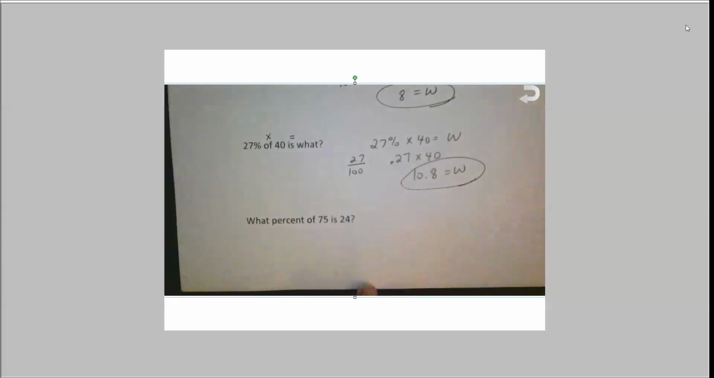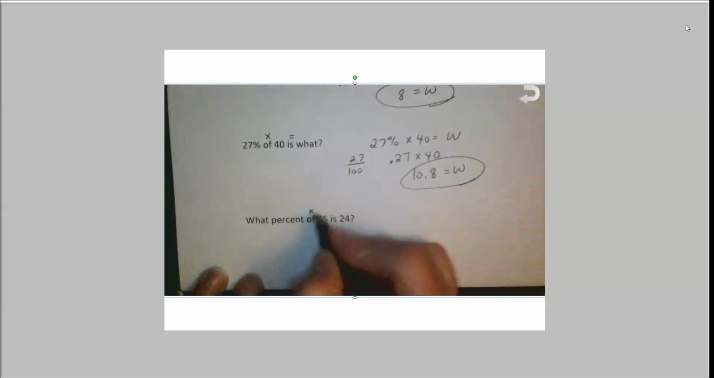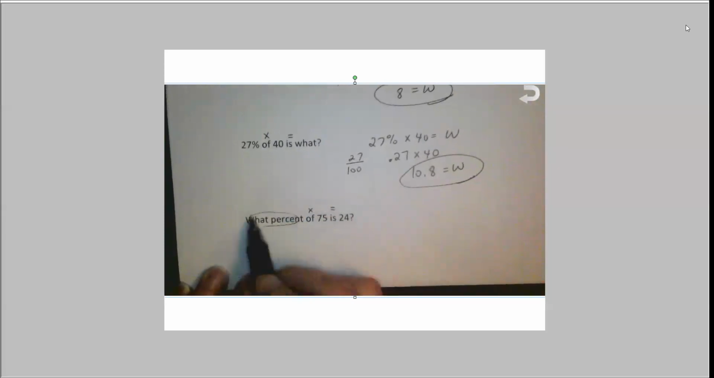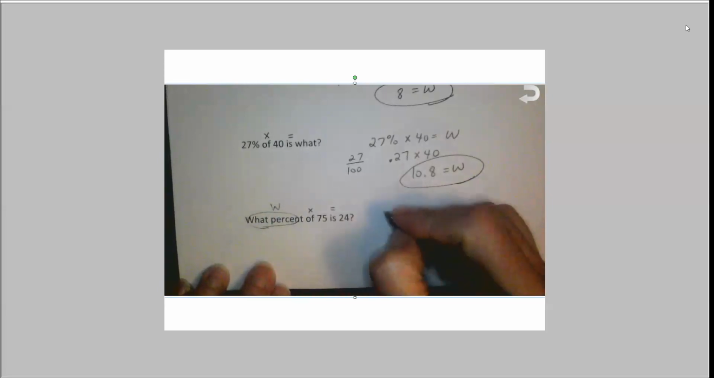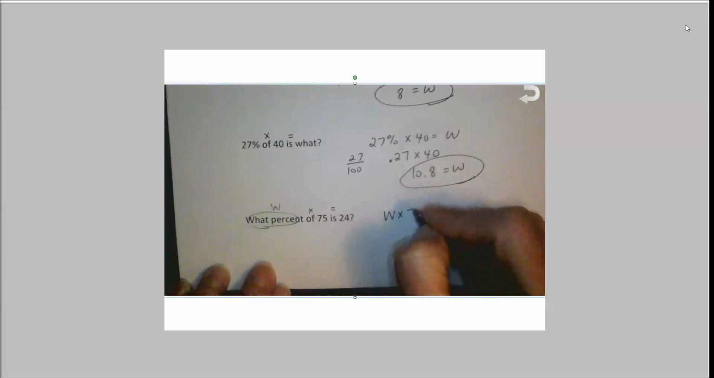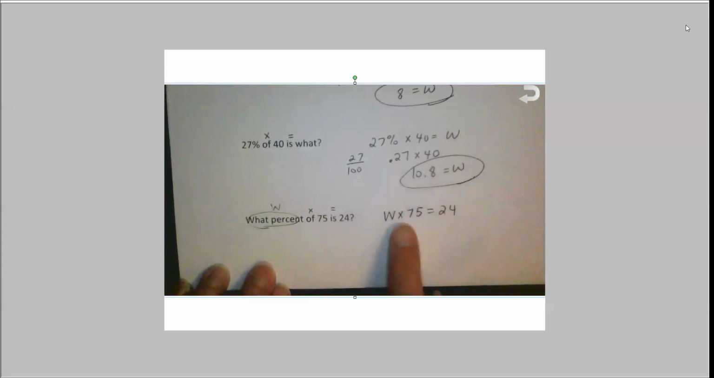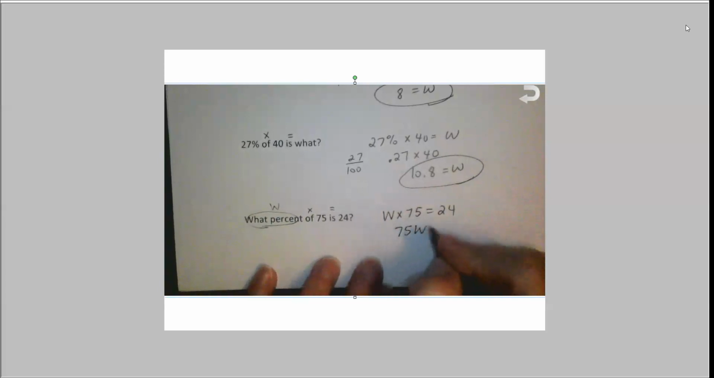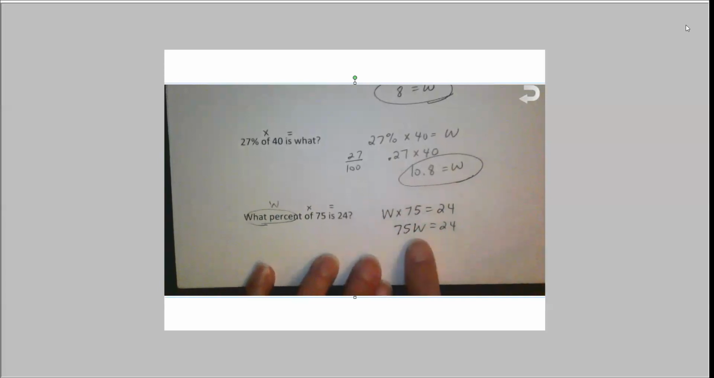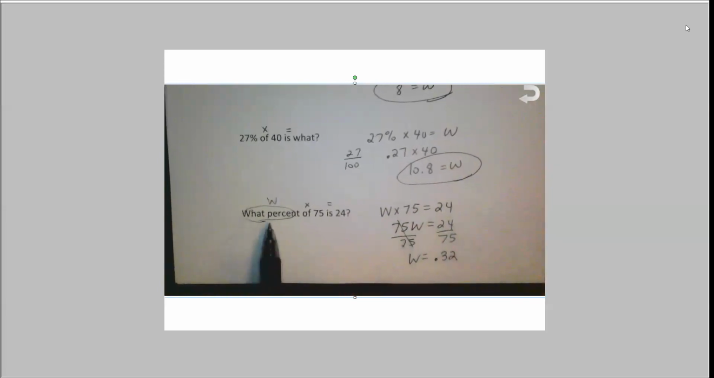And then one more. What percent of 75 is 24? Notice this time I'm missing that percent, so I want to be careful to give that answer as it asks. Some unknown times 75 is 24. So I could rewrite that as 75W equals 24. Maybe that will help you see better how to solve this. But either way, I'm going to be dividing both sides by 75. We divide by the number in front of the variable. So 24 divided by 75 is 0.32, which is a great answer if it asks for a decimal.